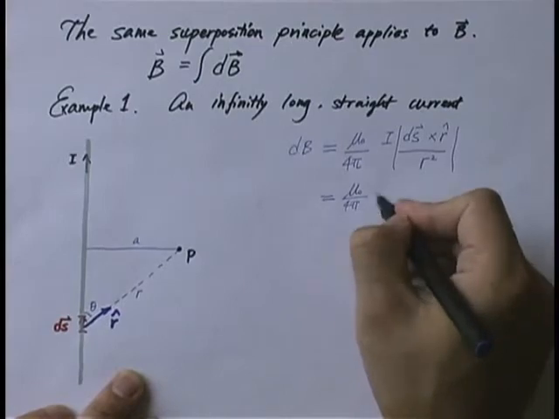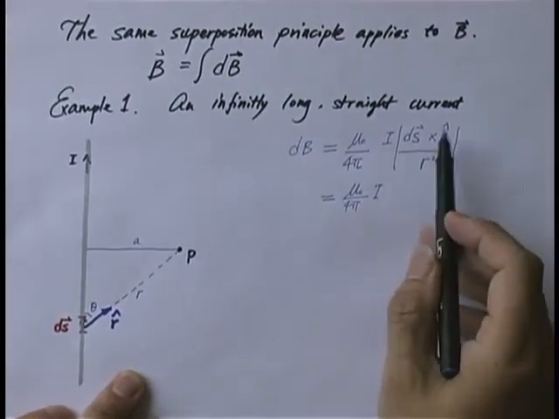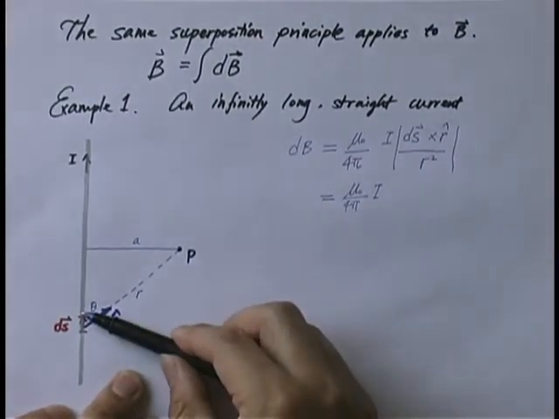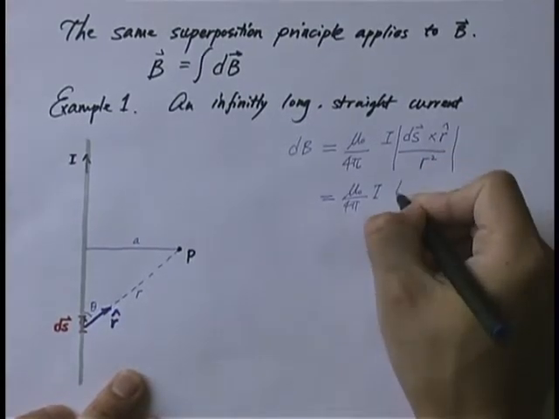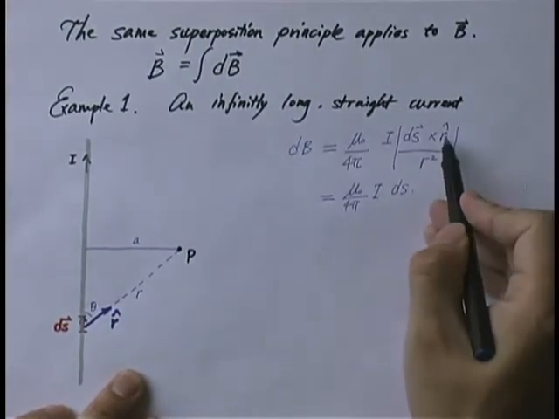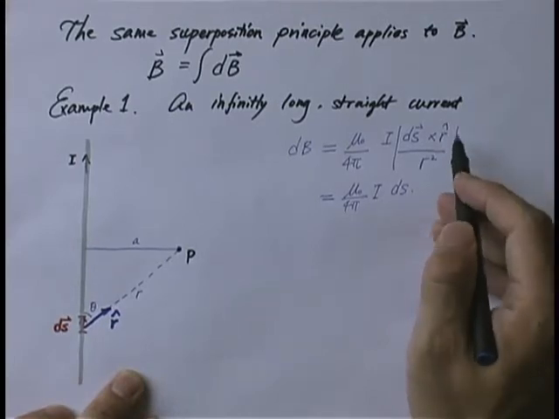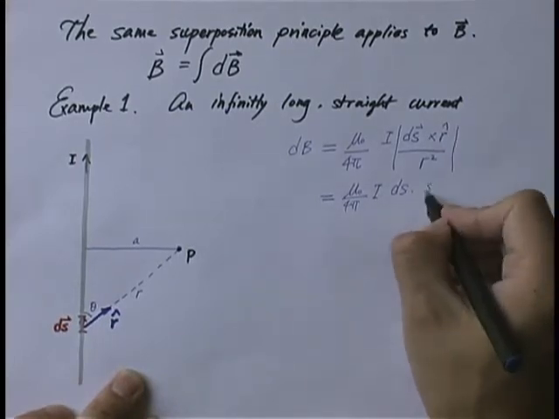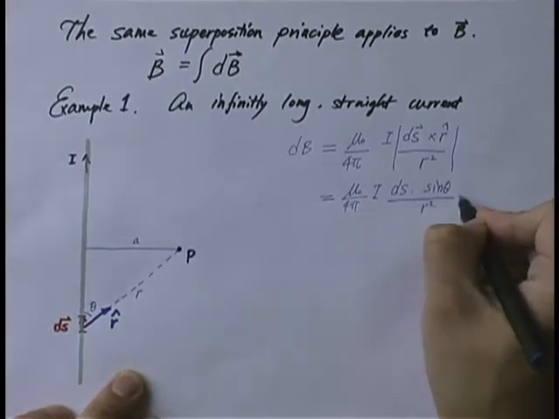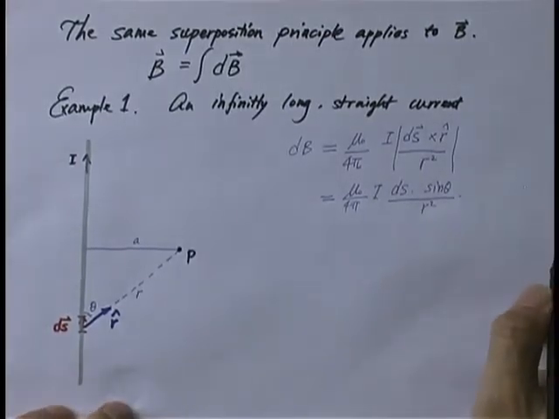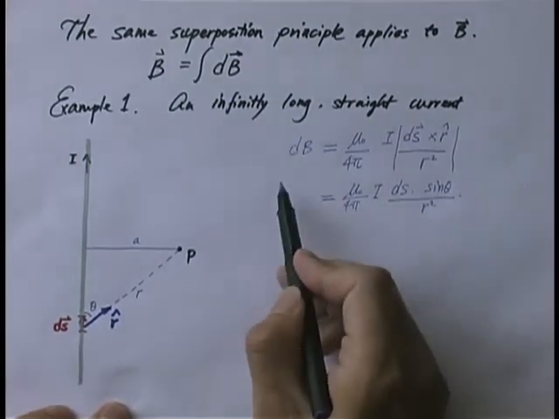Mu naught over 4 pi, I. What's ds cross r? ds is from here to there, and r is a unit vector, so this is just ds times the magnitude of r, which is 1, times sine theta, right? Sine theta. And you divide this by r squared.